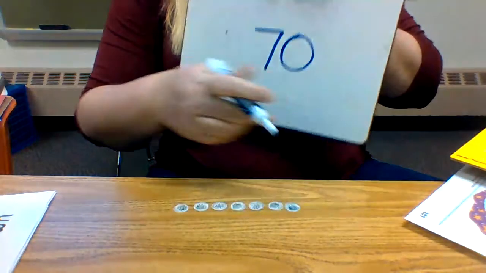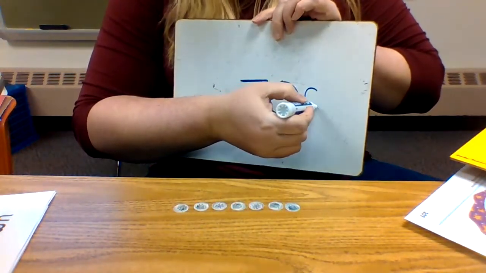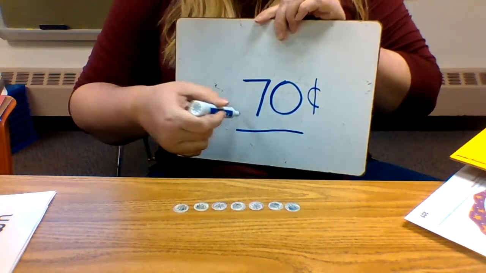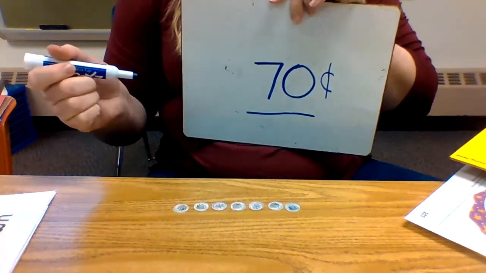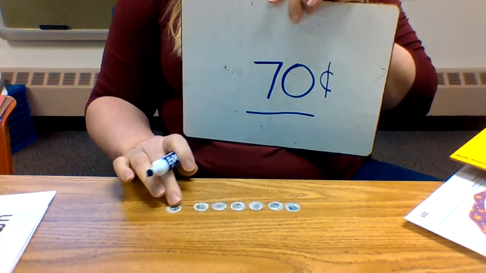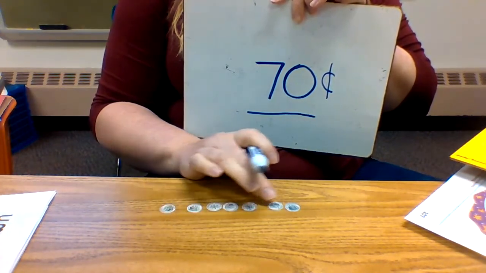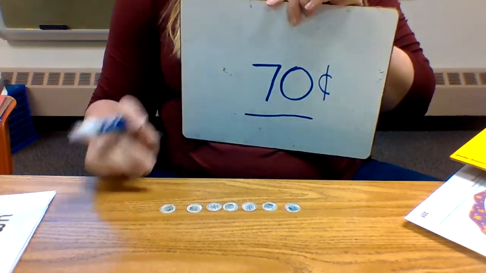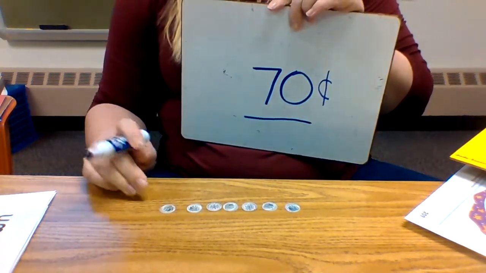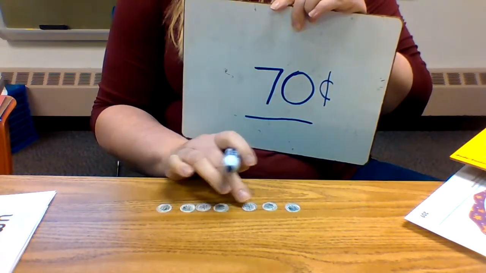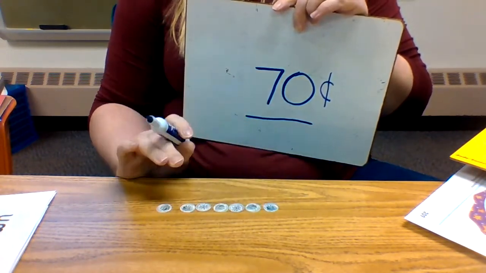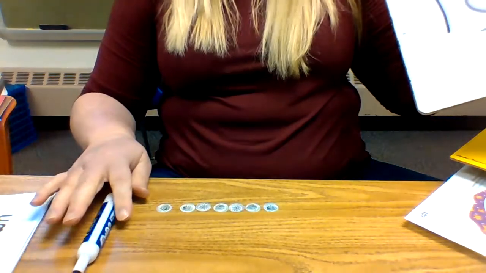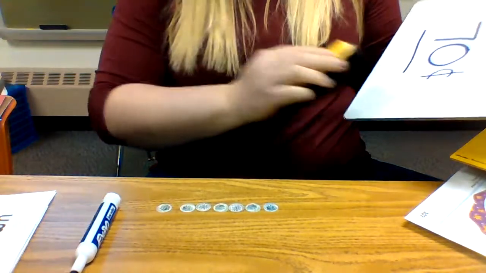70. They already have the cent sign there, but you are going to write in the empty spot 70. 70 cents. That's 1, 2, 3, 4, 5, 6, 7. So you get your 7 and they're in tens, 0, 70. Okay, 10, 20, 30, 40, 50, 60, 70. Got it? Hopefully. All right, then I'm going to give you some nickels.